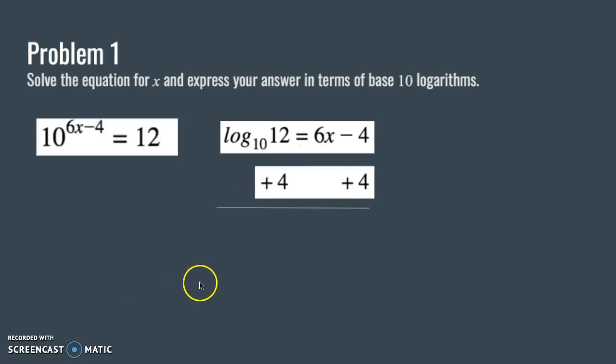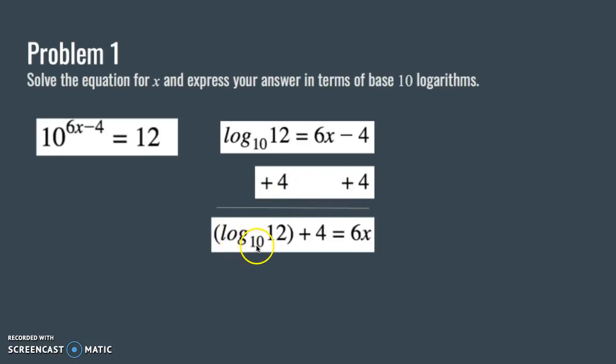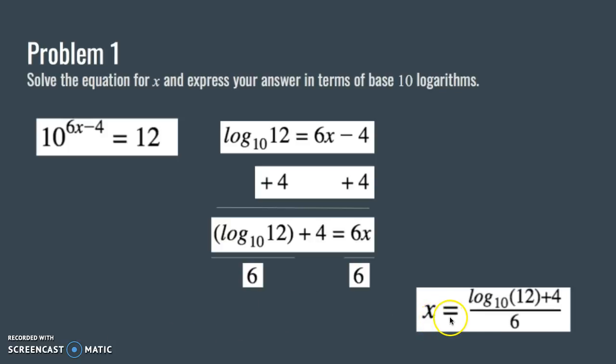And we could start by adding 4 to both sides to start isolating x. We end up getting log base 10 of 12 plus 4 equals 6x. Now we divide both sides by 6 to solve for x. And the answer to x in terms of base 10 logarithms is going to be x equals log base 10 of 12 plus 4 all over 6.